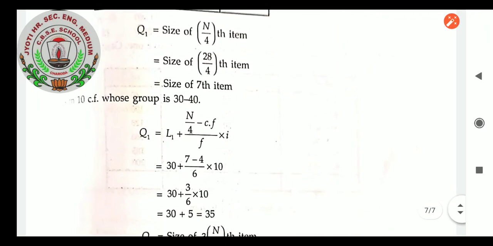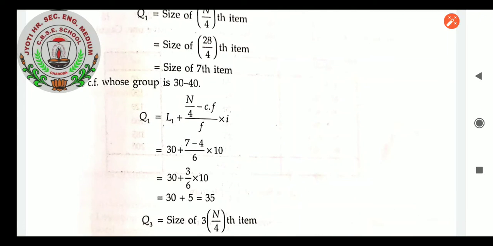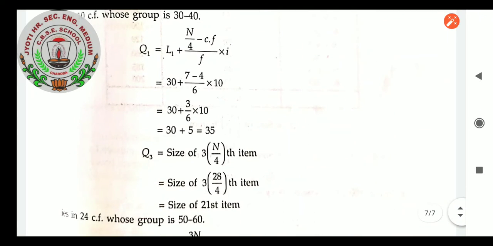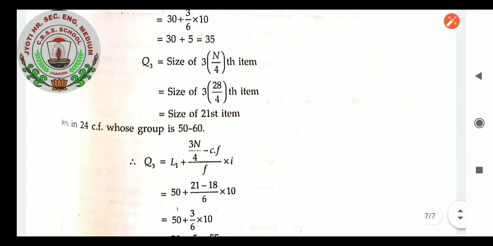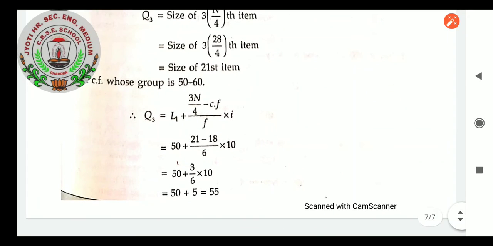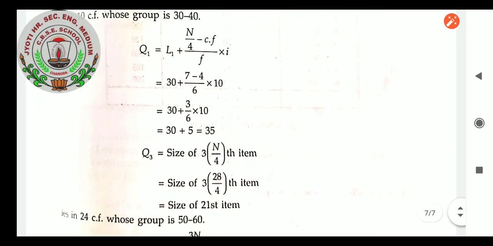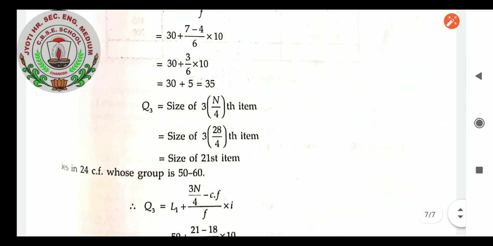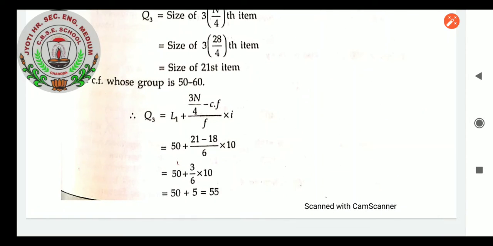The CF 4 is a 10. So here we will see the size of 3n by 4. Same with Q3 calculated. It lies in the CF 24, whose group is 50 to 60. Apply the same way, and then we will get the quartile deviation, that is Q3 minus Q1 divided by 2. So there we will get the formula of quartile deviation.